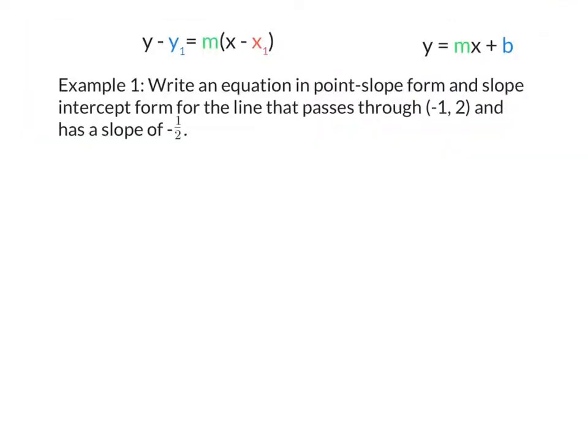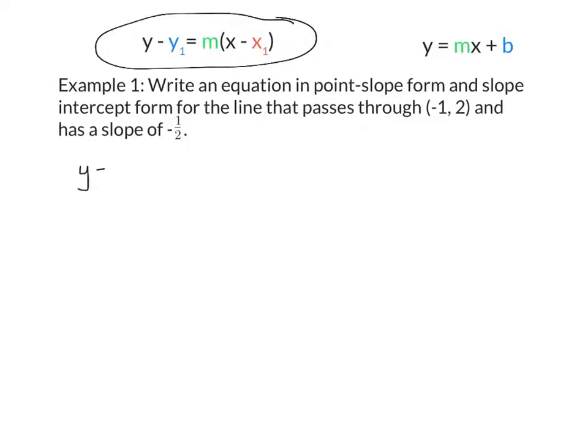Okay, so let's try our first example. Write an equation in point-slope form and slope-intercept form for the line that passes through (-1, 2) and has a slope of -1/2. If you remember from our last lesson, I already showed us how to use the point-slope form when you're given a slope and one point. And so now I'm going to show us how to write that in slope-intercept form after we've put all the numbers into point-slope form. Okay, so I'm going to create my template using the point-slope form formula.